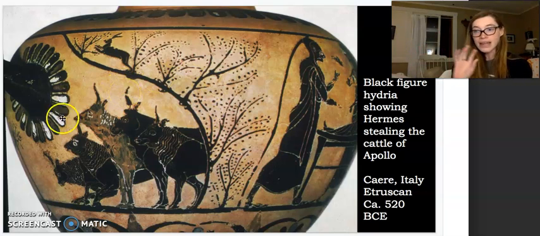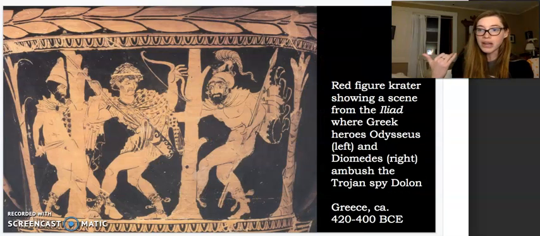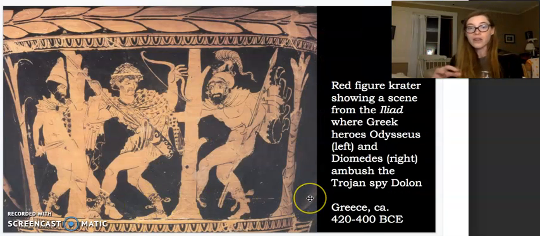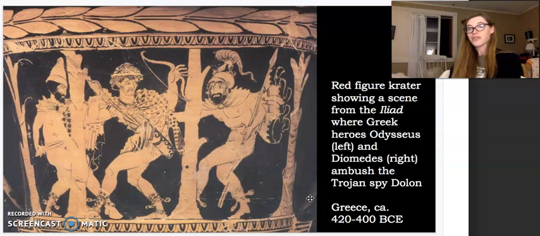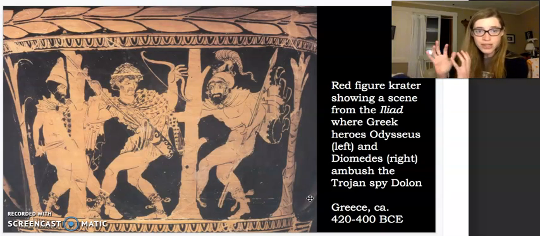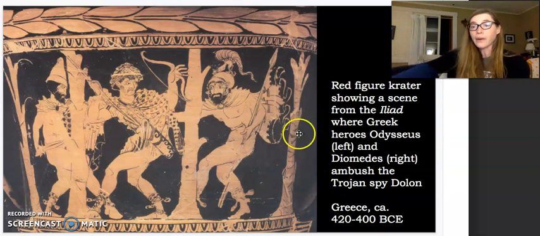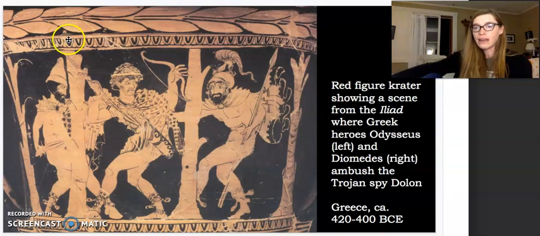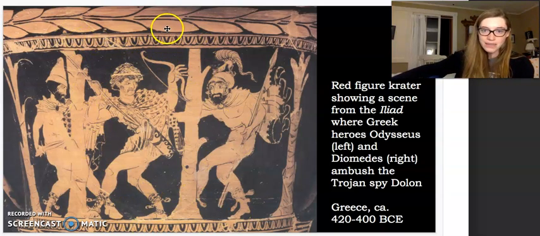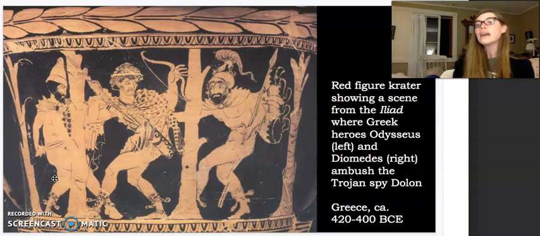So this is an Etruscan example. If we look at a Greek version here, this is a little bit later, so we're in around 420 BC. This is a red figure crater showing a scene from the Iliad. And I think this example shows something interesting that also shows up later in our Roman works, where we have a scene from the Iliad where a Trojan spy has been caught lurking by Diomedes, a Greek hero, and Odysseus, the wily Greek hero that we know from the Odyssey.